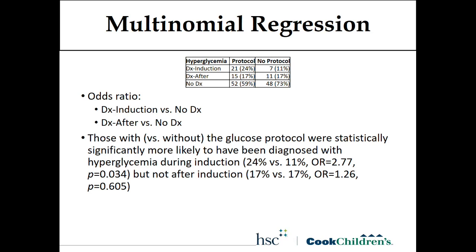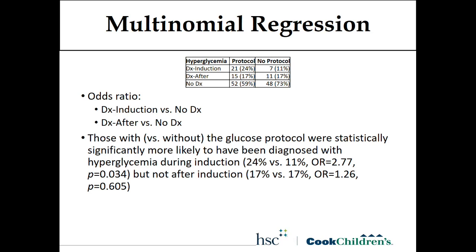But the stats and the odds ratios and the p-values here are all correct. So anyway, those with versus without the glucose protocol were statistically significantly more likely to have been diagnosed with hyperglycemia during induction. Looking at that table, 24% during the induction in the protocol group versus 11% in the no protocol group. Odds ratio of 2.77, p equals 0.034, significant. But not after induction, 17% versus 17%. Odds ratio 1.26, p-value 0.605, not significant.